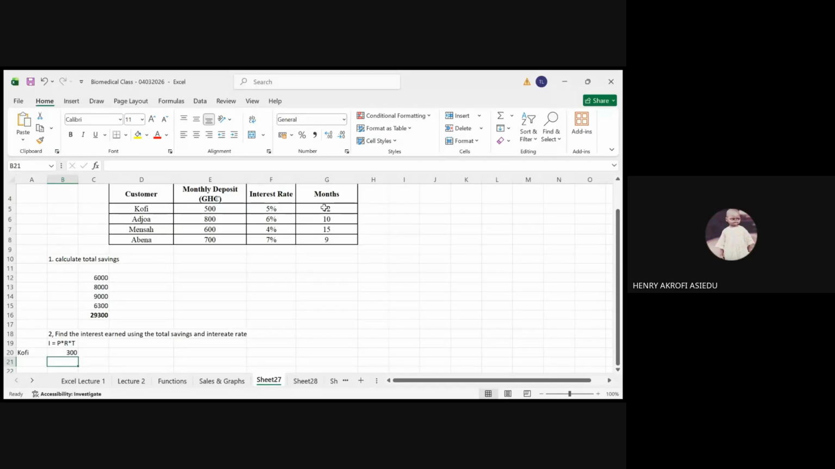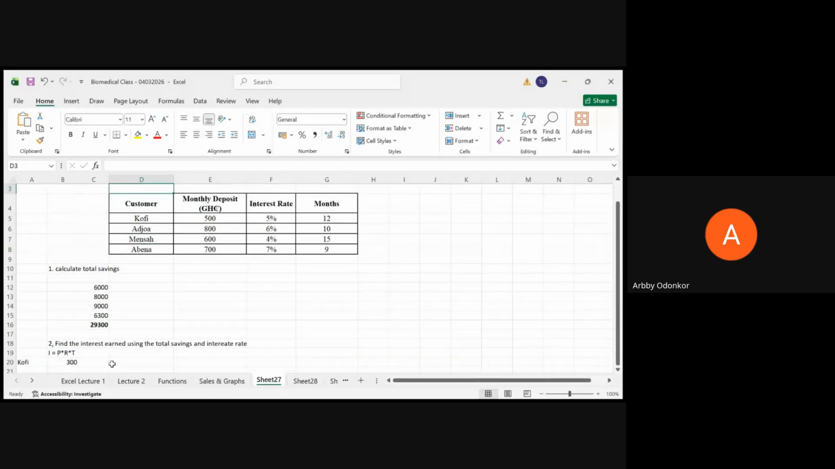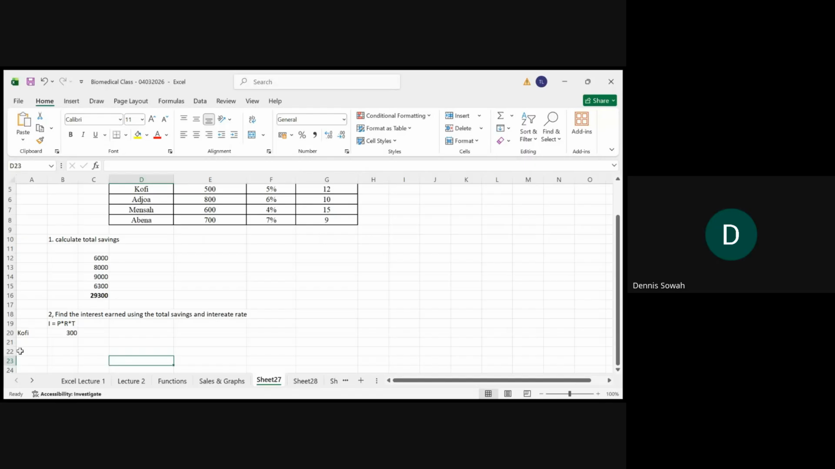Yes, madam, it's true. Okay, so we do the same thing for the others. There's a shortcut for doing this, but I don't want to show you that one yet. I want us to go through the manual first, because we need to understand what we are doing first. Okay, so now let's calculate for Adwa.